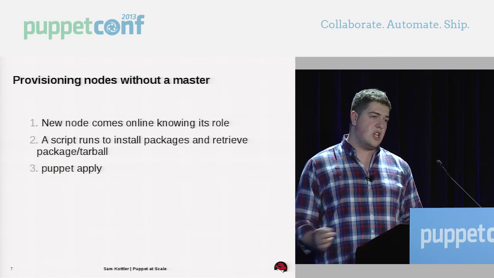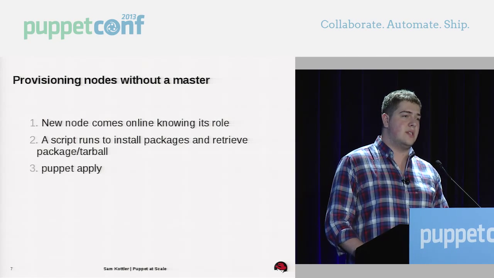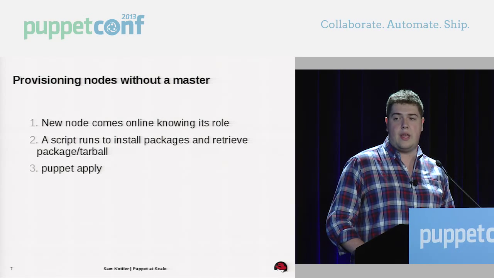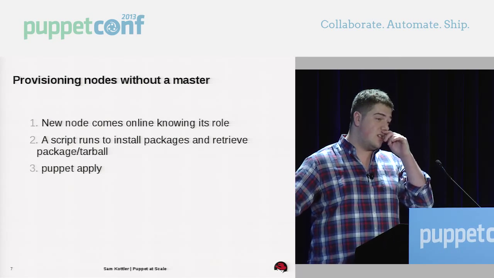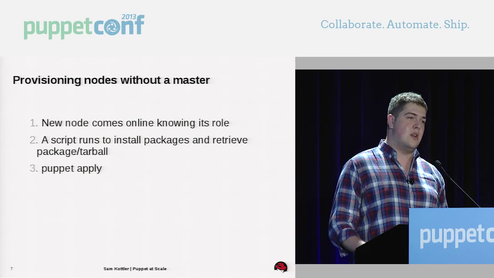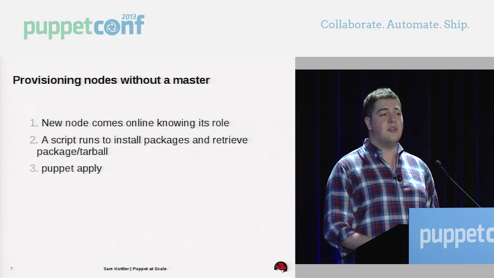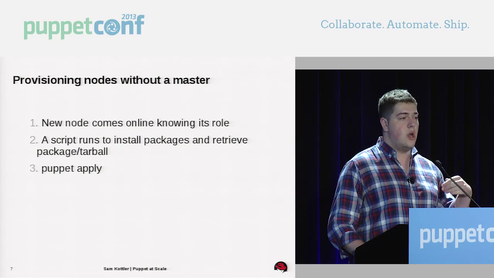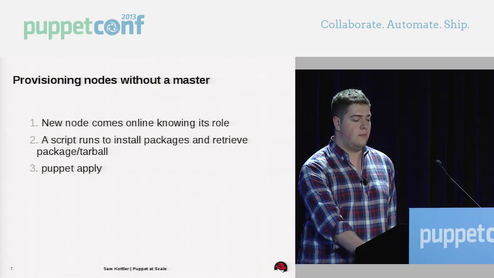One of the interesting things about running Puppet without a master is that all your nodes need to know their role before you're going to Puppet apply, unless you build an external service. So your database master needs to know that it should have Postgres on it, and it should have bindings and whatever else it needs. And so it needs to actually know its role before you apply.